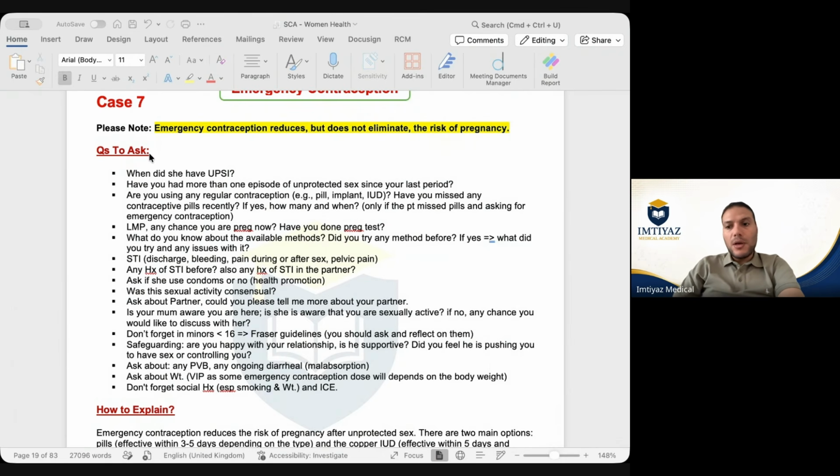And if she was a minor coming asking for emergency contraception, you need to ask also about the partner. Was it consensual sex or no? Do you know the partner or no? Also, it is very good to ask this question in anyone asking for contraception: do you have any ongoing diarrhea? Because if they have malabsorption, it can affect the oral route. That means you go to other options like implant or injection. So we can give injections or implant or IUD or IUS. All right.